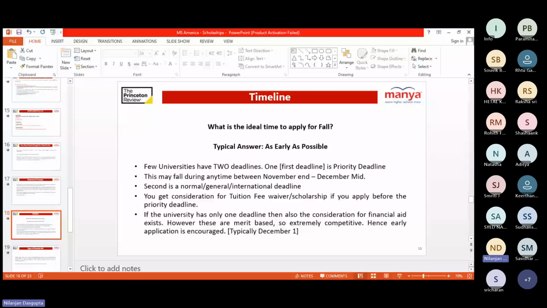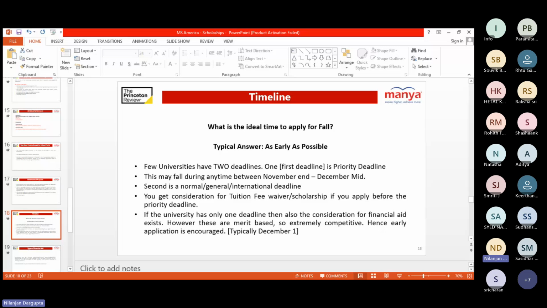So there are three kinds of deadlines: a priority deadline, a regular deadline, and a rolling deadline. Some people ask whether there is a first come first serve basis. In fact, there is no first come first serve admission process in the USA, but there is something technically known as a rolling deadline, which means that there is no deadline at all. They will continue to accept applications as they receive them, then review them and give you their decisions. So there is no proper deadline. They will stop accepting applications when the class is full.